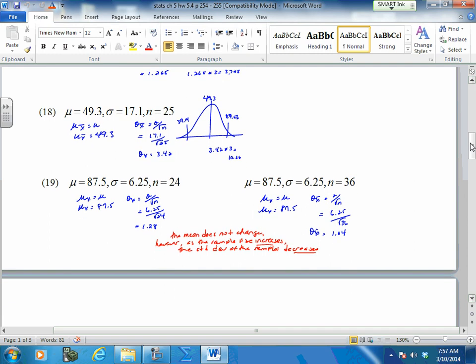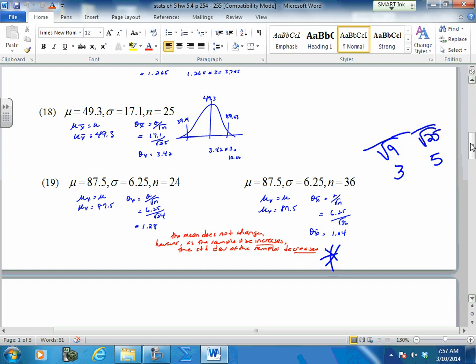And 18 and 19. Remember, the mean does not change. This is very, very important right here. As your sample size increases, your standard deviation gets smaller. It decreases. And that makes sense, because if you divide by the square root of 9, or you divide by the square root of 25, you're dividing by 3, you're dividing by 5. When you divide by a larger number, don't you get a smaller number? So this does make sense when we do this.